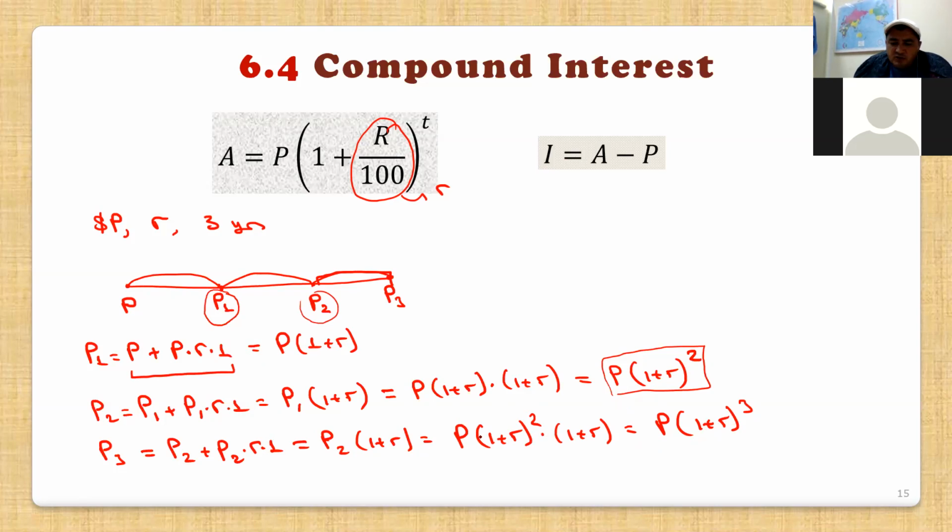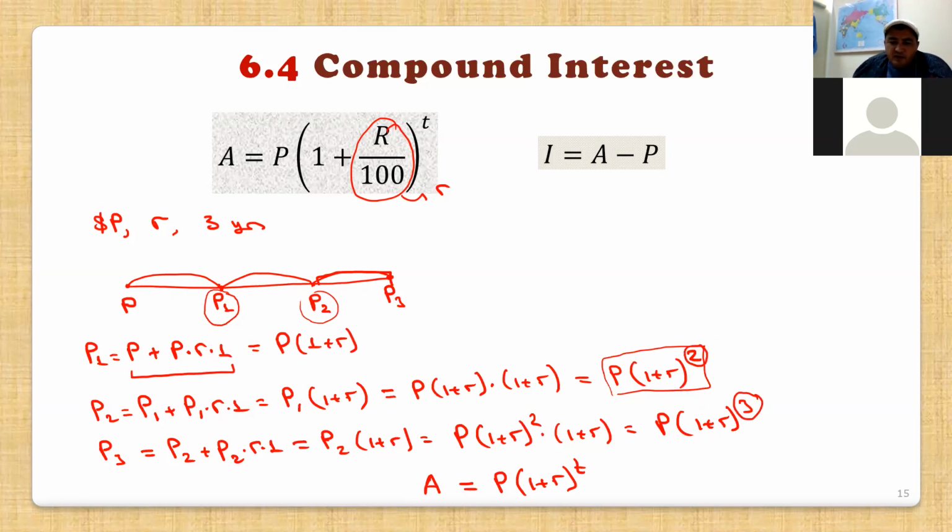Now we can draw a conclusion. In general, it is true. We can prove this in some mathematical way, but for now just accept this as a fact. If you're depositing your money for T years, after T years, the amount in your balance will be equal to P times 1 plus R to the power T. And this exponent is the number of years.